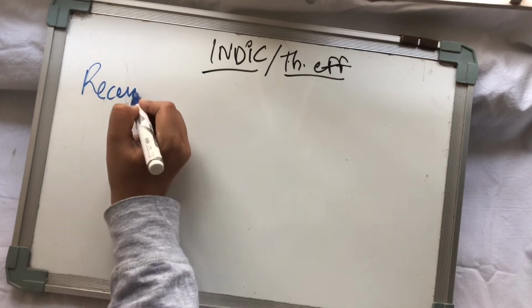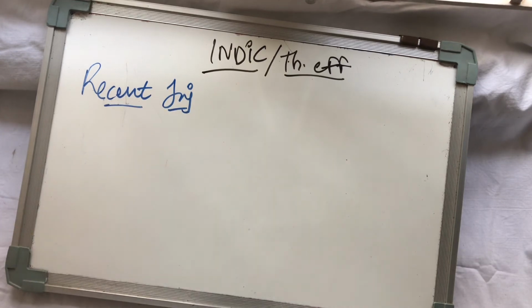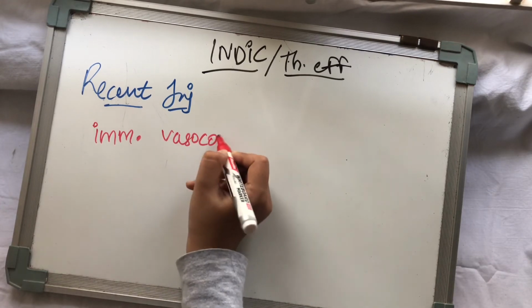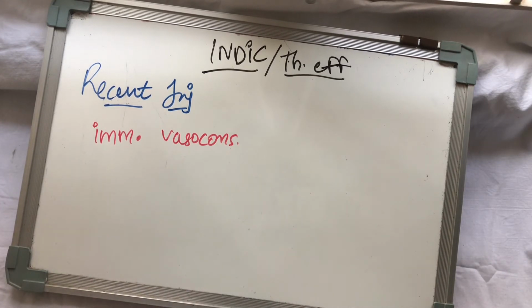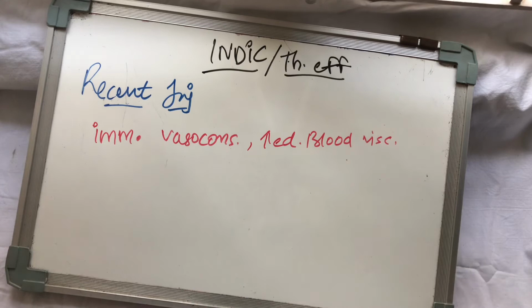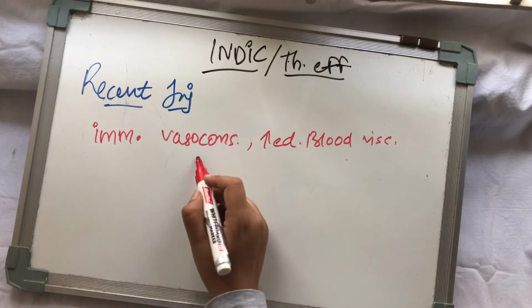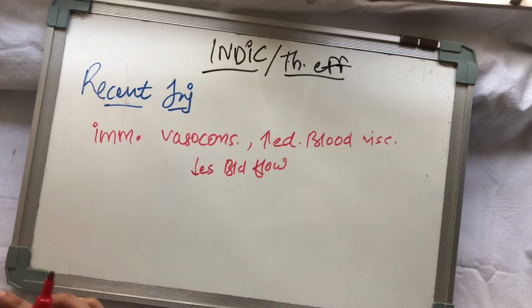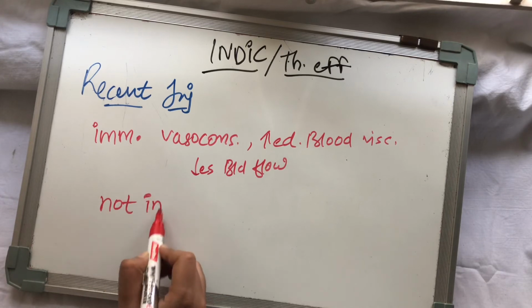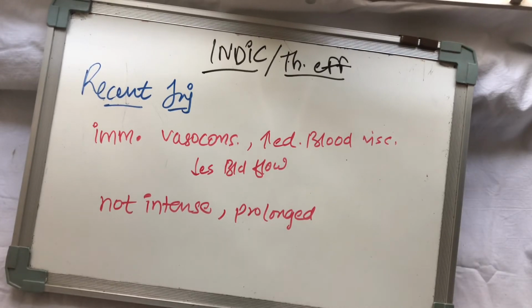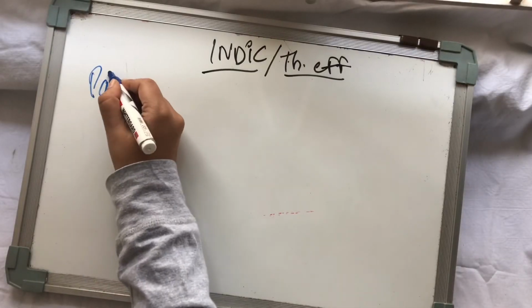Now let's move on to indications and therapeutic effect of cryotherapy. Recent injuries are one of the most common indications of cryotherapy, as cold causes immediate vasoconstriction. There is increased blood viscosity. Both diminish blood flow, and thus blood loss from recent injuries can be stopped. Cooling must not be so intense or so prolonged that blood coagulation or clotting time is lengthened by cooling.